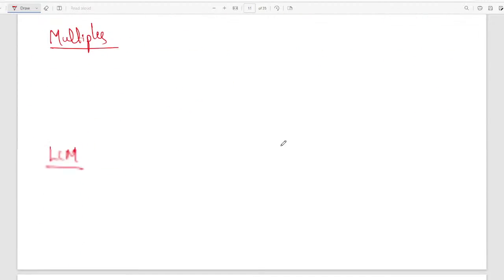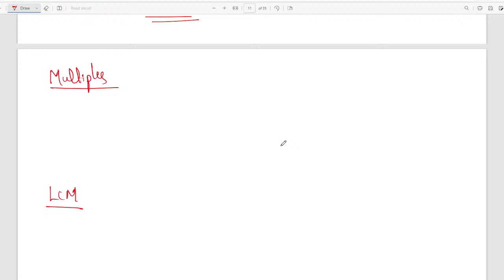Multiples. So what is a multiple? For example, what are the multiples of 5? Multiples of 5 would be 5, 10, 15, 20, and so on. So whenever you take a number and you multiply by 1, 2, 3.